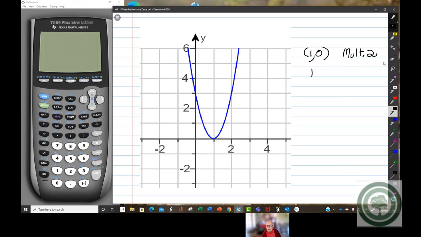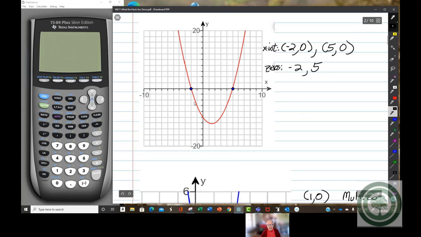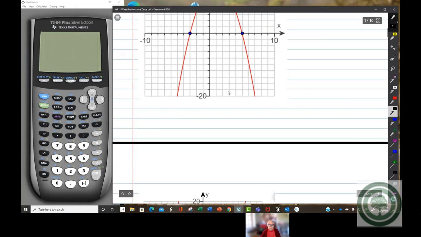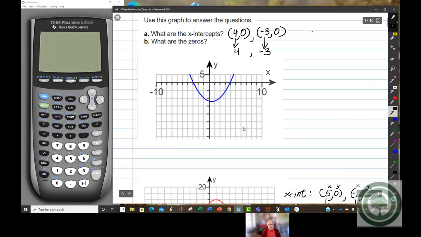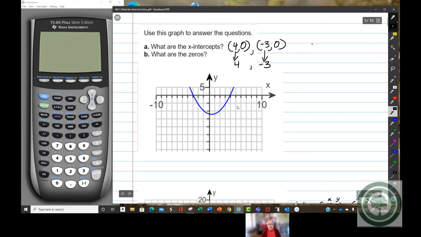But whenever you have an even multiplicity, the graph comes down and kisses the x-axis and then goes back the same way and does not cross the x-axis at that zero. Like they did here, look at this. They did cross the x-axis here and here. These each have multiplicity one, which means they occur once. Four occurs once, negative three occurs once.